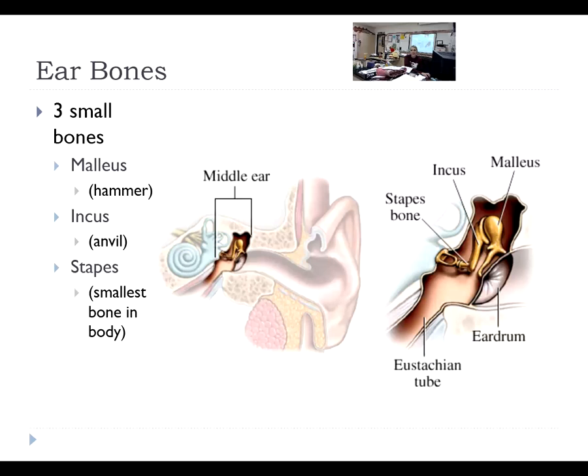And an anvil, if you don't know what that is, if you remember watching Wile E. Coyote, there were always anvils on there. It's that heavy thing that said ACME on it. And then the stapes is also called the stirrup, and you can see exactly why. Stapes, stirrup. It really does look like a stirrup. So these are all in the middle ear.